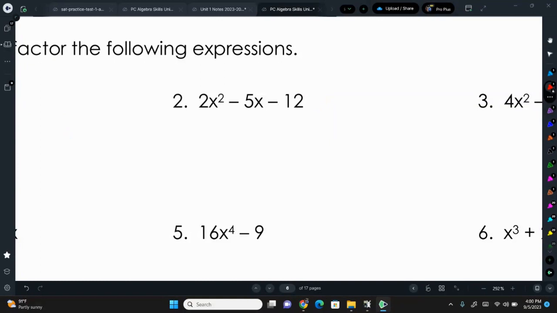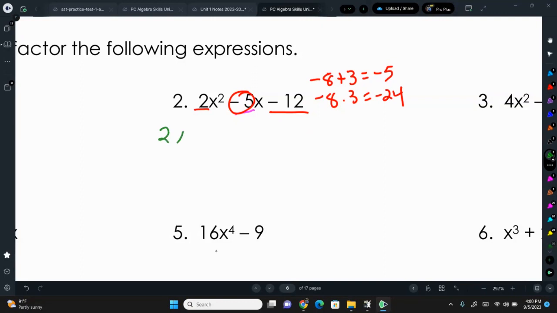So when we do guess and check, I'm looking for two numbers that multiply to 2 times negative 12, which is negative 24, but add to negative 5. So we can do negative 8 plus 3, that is negative 5, and negative 8 times 3 is negative 24. So what we do is we break this up into 2x squared minus 8x plus 3x minus 12.